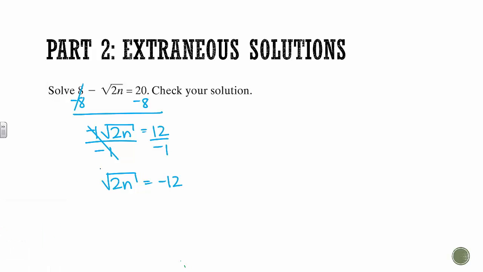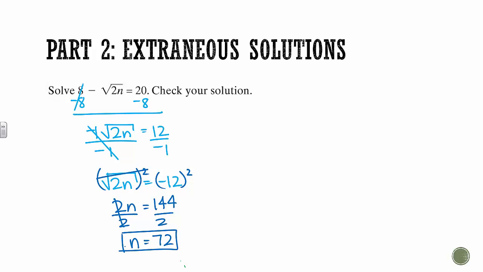Now when we go and square both sides, square and square root cross each other off. And -12 times -12 is 144. Now if we divide by 2, we end up with n is 72. So let's go back and check this. Let's see if it works.